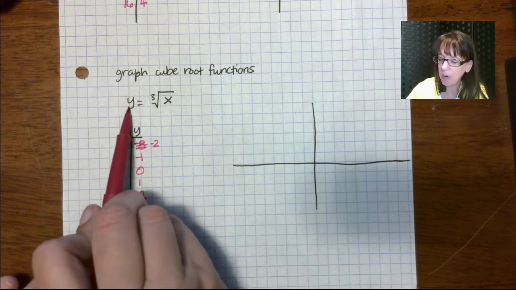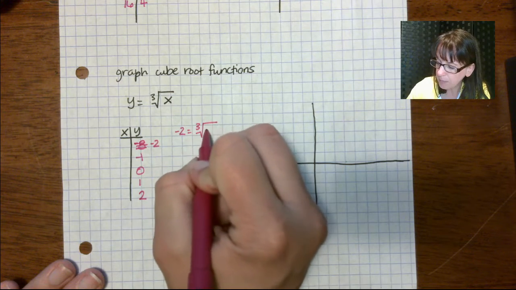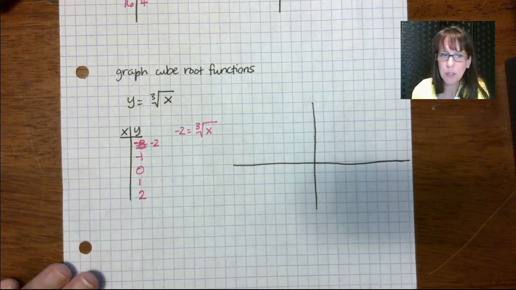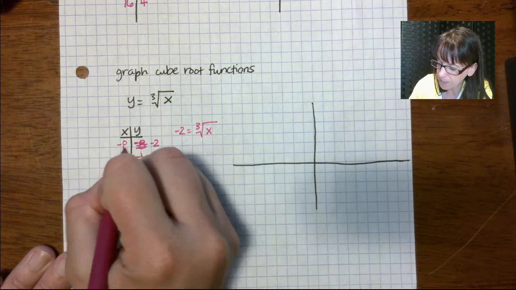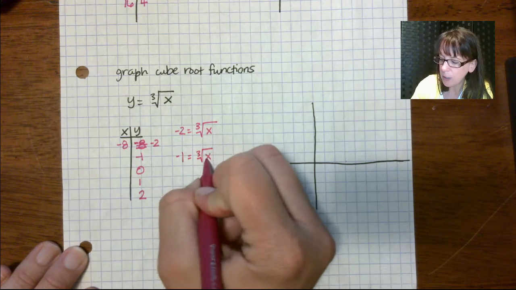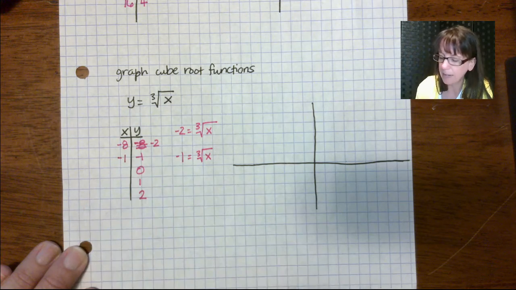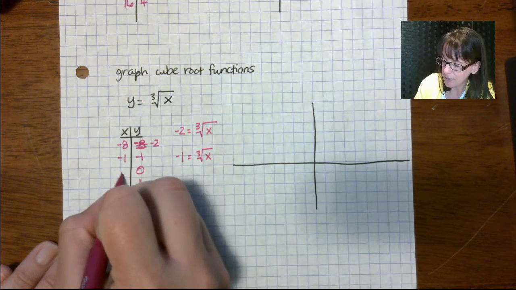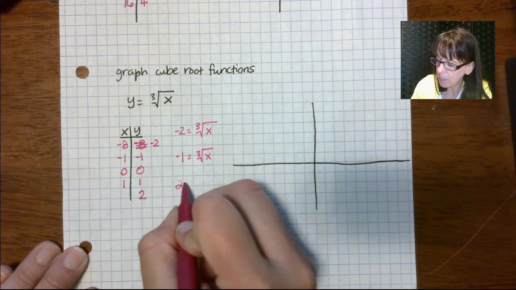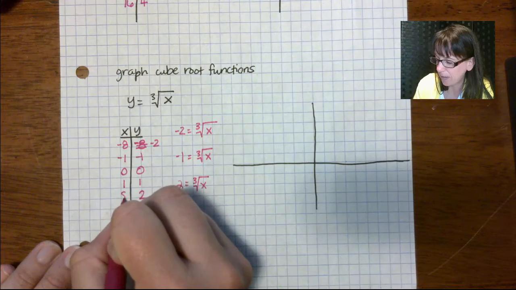Now, if I want a -2 for y, -2 equals the cube root of x. What do I have to put in for x in order to get a -2? That's going to be a -8. Now, if I want -1, what do I have to put in for x to get a -1? It's going to be -1. For 0, I just have to put in a 0. For 1, I put in 1. And then if I want to get a +2 out, the cube root of 8 will give me +2.